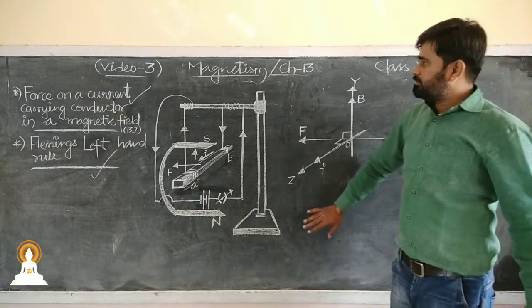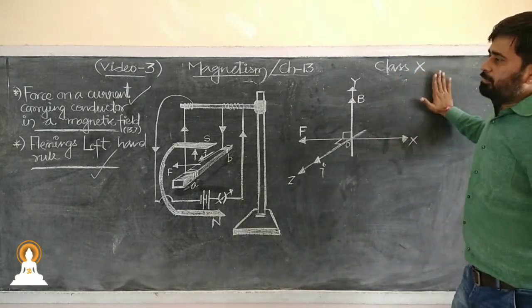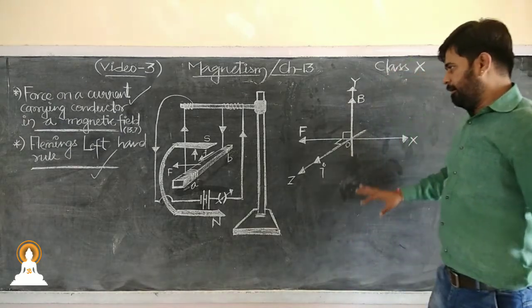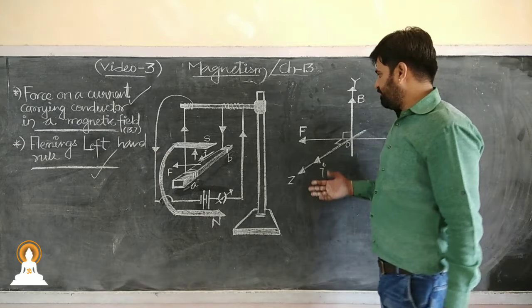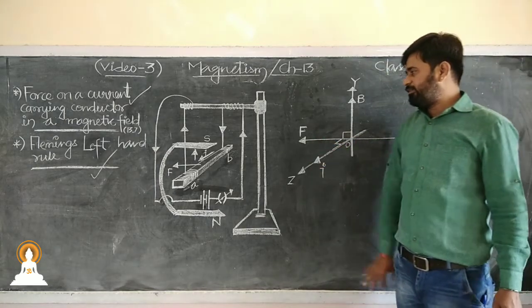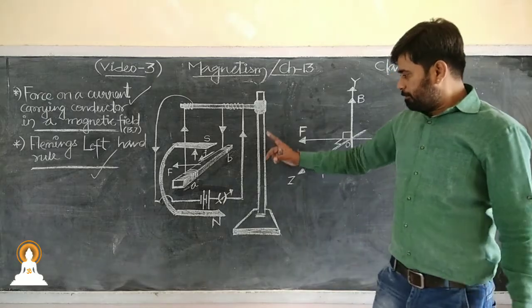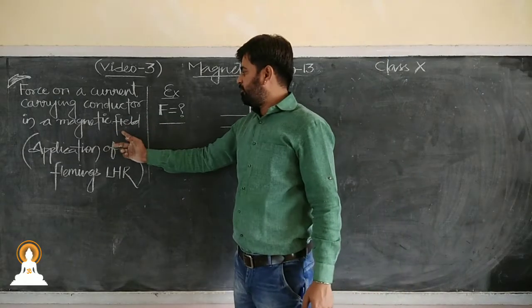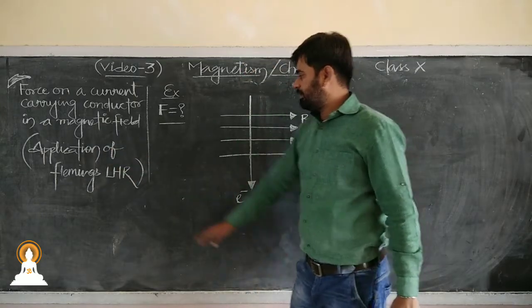In this way we complete the force on a current carrying conductor in a magnetic field and Fleming's left hand rule. This is especially for force identification when we have a magnetic field and current. Force on a current carrying conductor in a magnetic field is an application of Fleming's left hand rule.